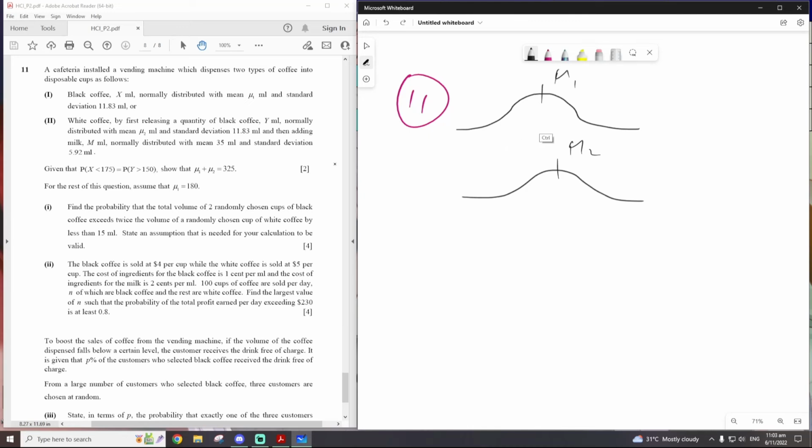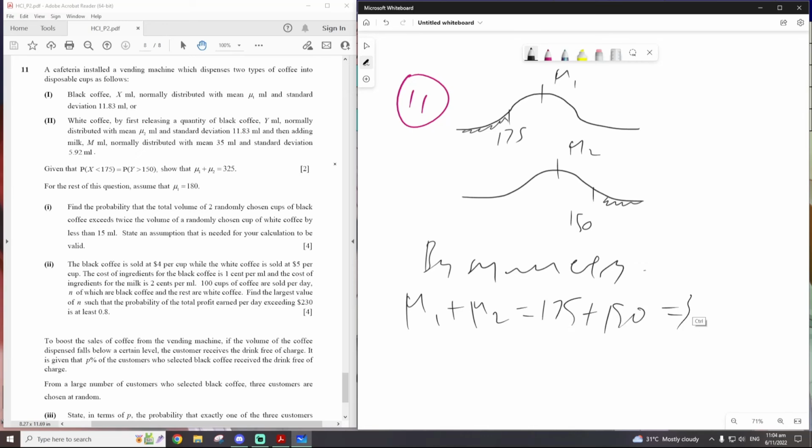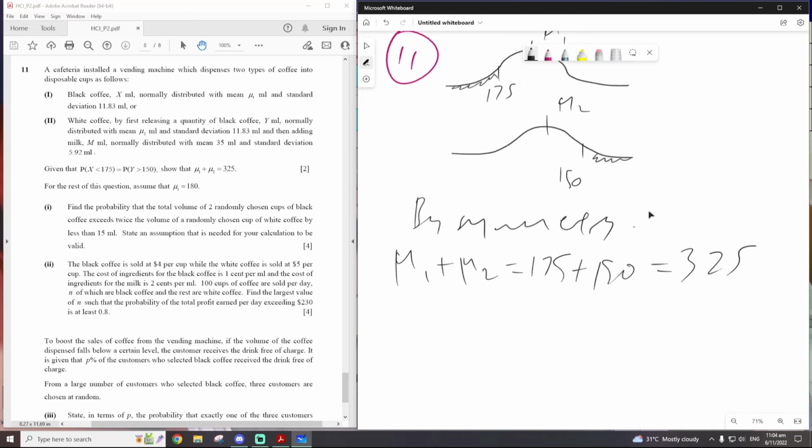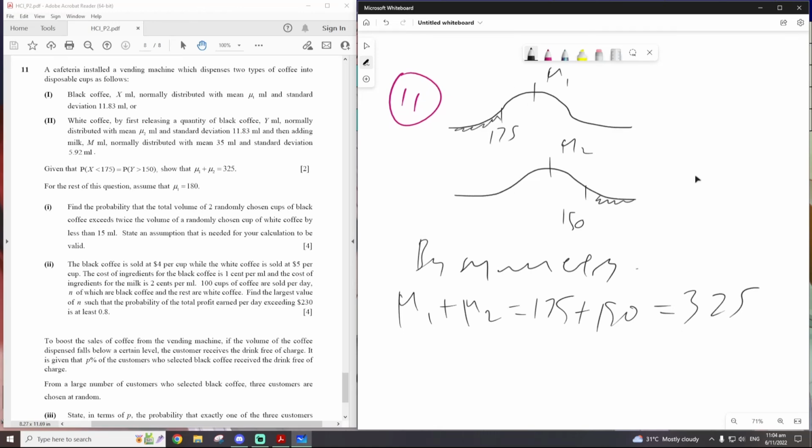Then this one is 150. So therefore, I want this value and this value to be equal. So symmetry. By symmetry, mu1 plus mu2 equals 175 plus 150 equals 325. Now assume that mu1 is 180, so in fact it is going to be to the right of 175.